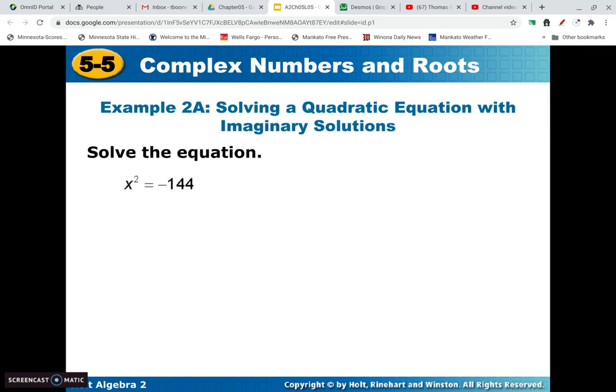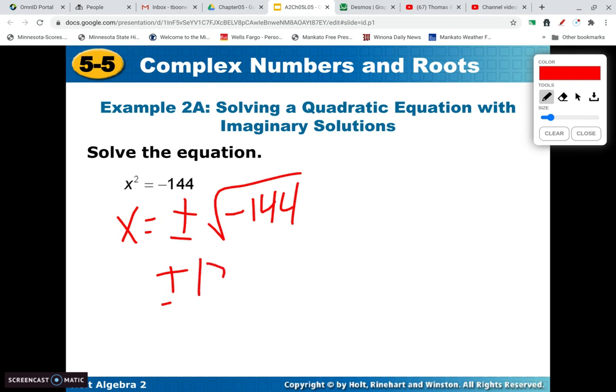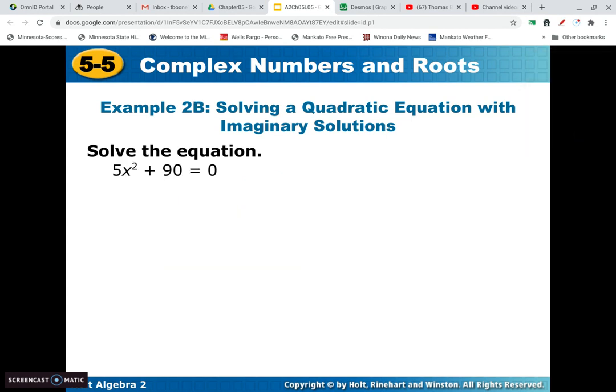All right, now for solving x squared is equal to negative 144. We know to get the answer there, we've got to take plus or minus the square root of negative 144. Well, we know that the square root of 144 is positive or negative 12, so this would be plus or minus 12i is what we would have there. All right, crazy stuff.